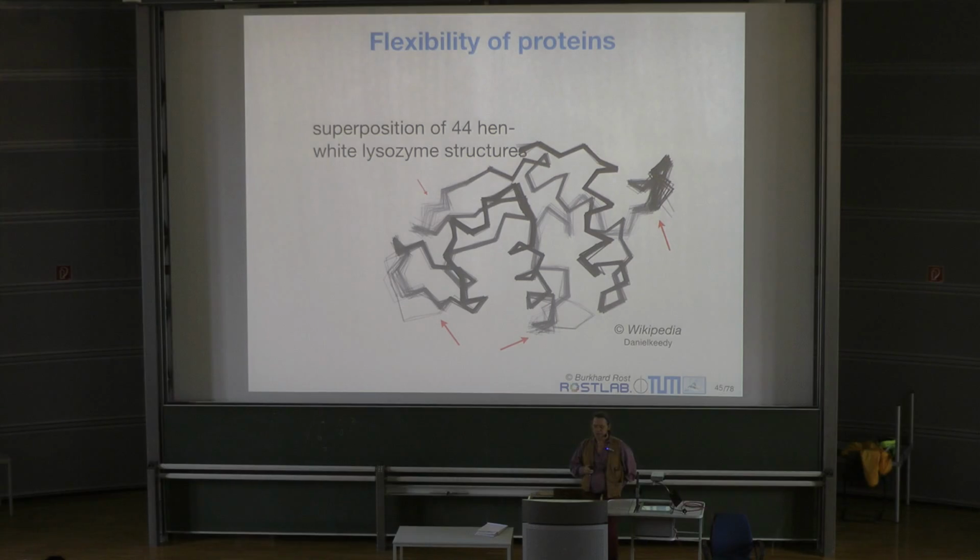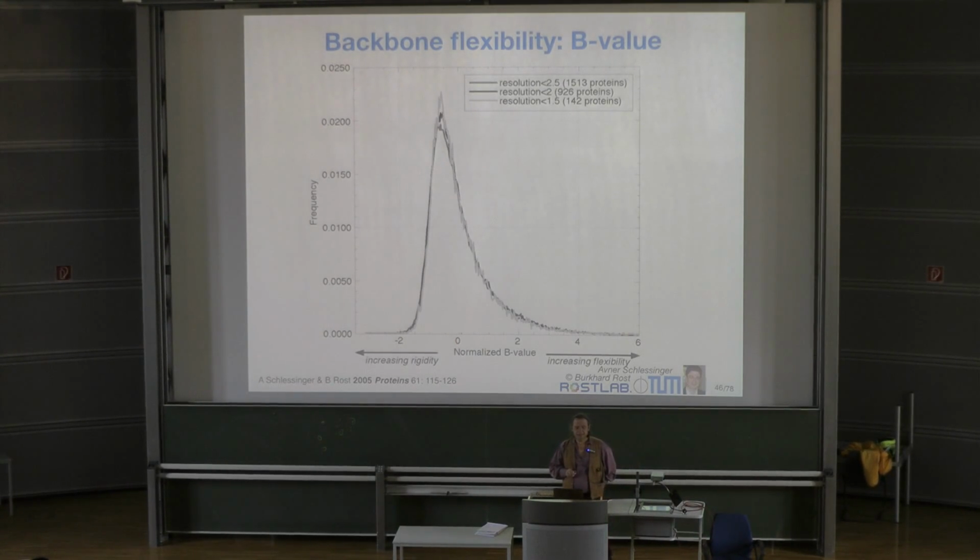And here's another example. When we look at the overall distribution of these B-values, it's a sort of normalized B-value, that's a frequency. That means very rigid, and that means very flexible. And then there is some distribution. There are different curves here. What the difference is doesn't really matter. Essentially, they are very, very similar anyway.